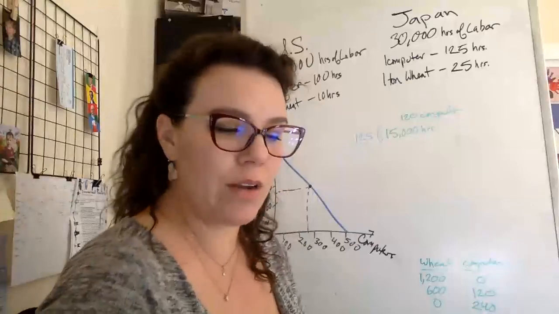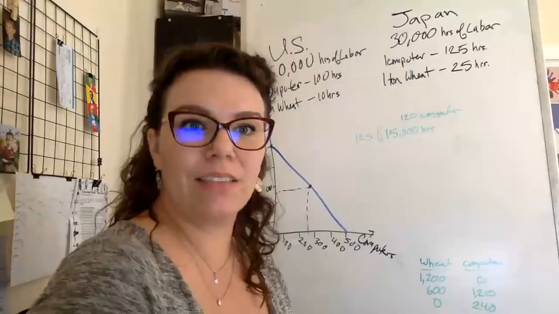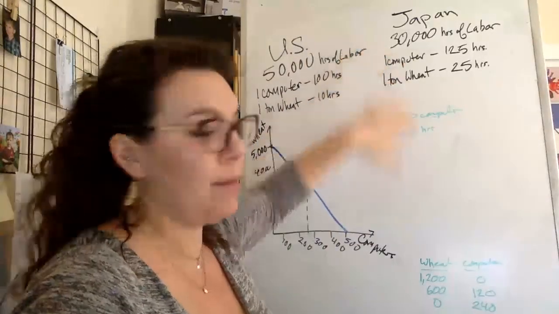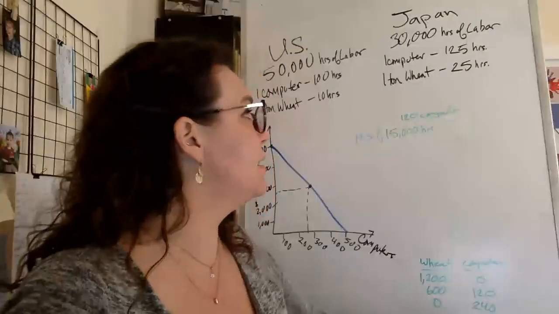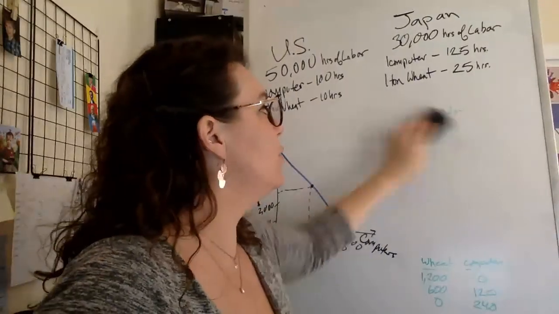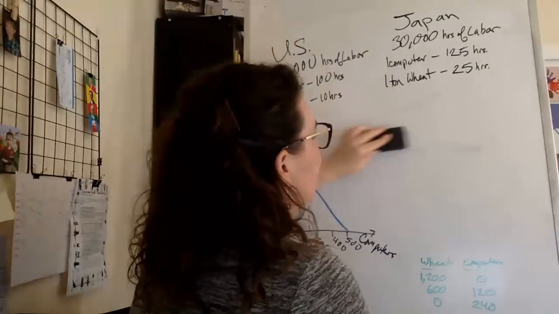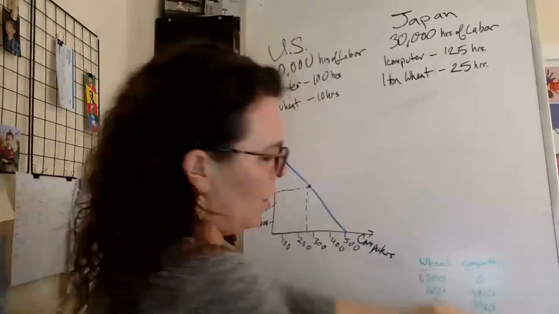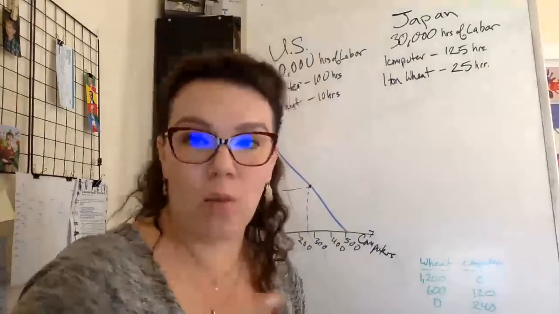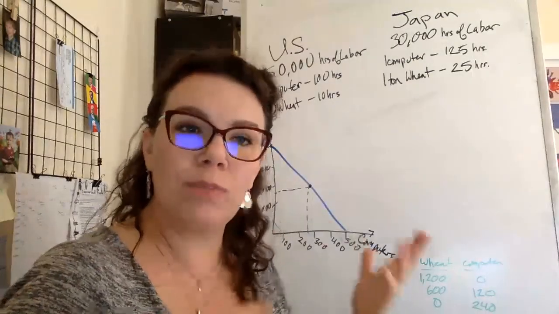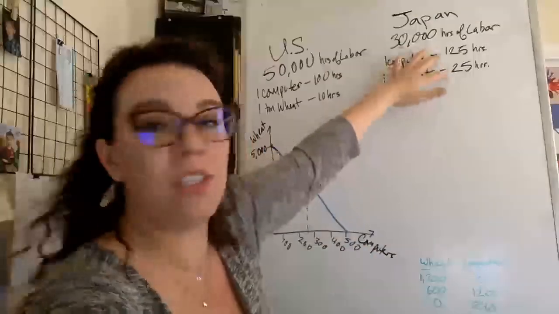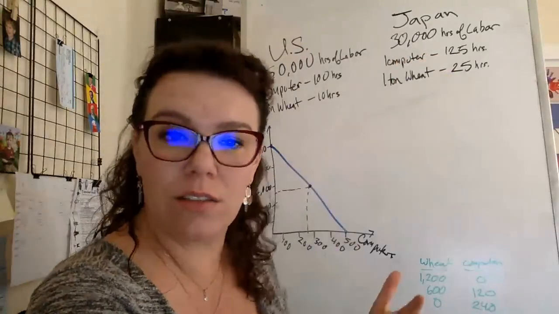And you could break this down other ways. You could look at 10,000 hours of labor just to make computers and see how much wheat you would have when you use the other 20,000 hours of labor to produce the rest. The only rules here are that you want to use every hour of labor, and you can only produce wheat and computers using these two costs.